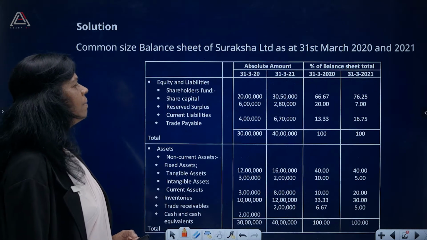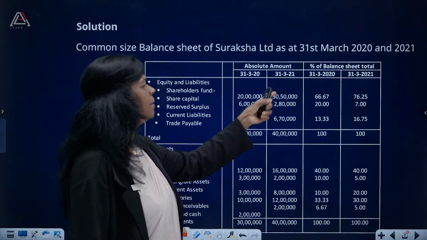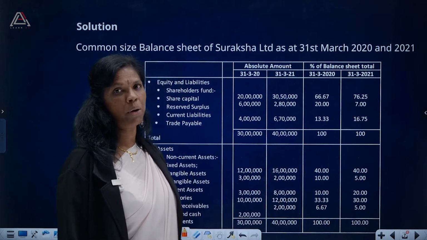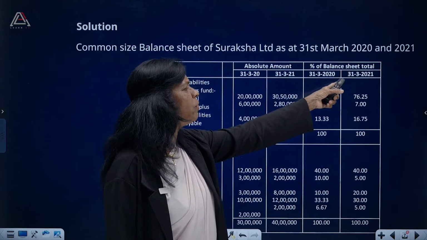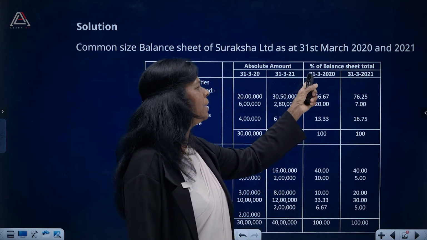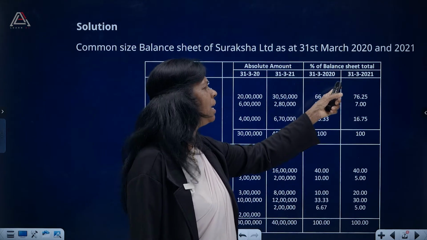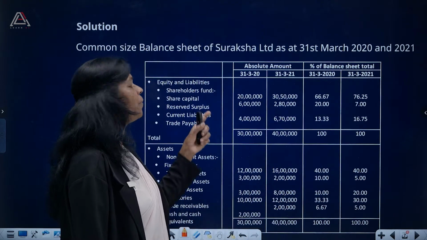See, first item, in the same order we have to keep. Then here, 2 more additions we have to do. That is percentage of balance sheet total. We have to subdivide into 2 columns, 31st March 2020 and 31st March 2021. Then how to find out?